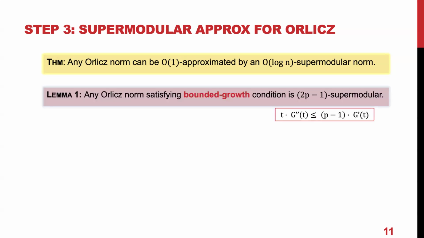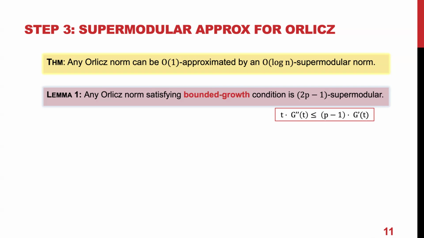More formally, this is the lemma. We show that any Orlicz norm, as long as the corresponding function g satisfies some bounded growth condition, is supermodular. So what is this bounded growth condition? It's formally given in terms of t times g: the second derivative of g is bounded by p minus 1 times the derivative of g.